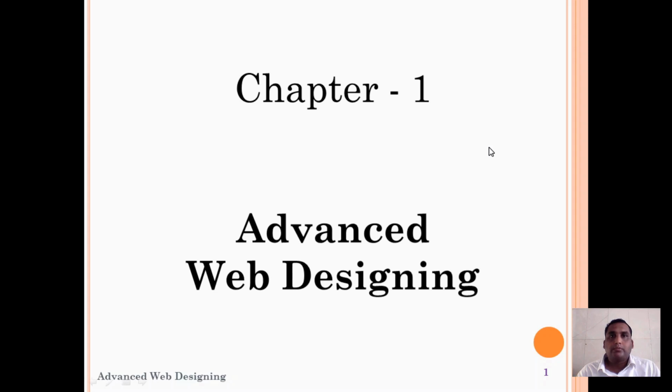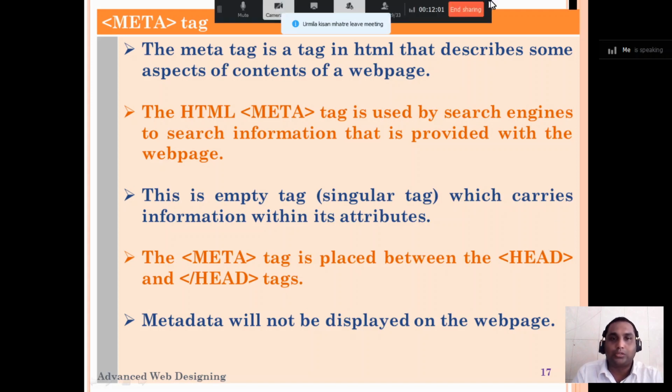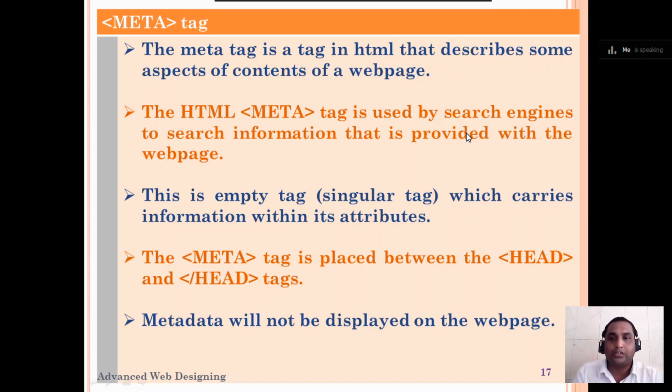Start with the new syllabus, advanced web designing. We all should be well aware about what the basic tags in web designing are. Meta tag is a tag in HTML that describes some aspects of the contents of a web page. The HTML meta tag is used by search engines to search information that is provided with the web page.